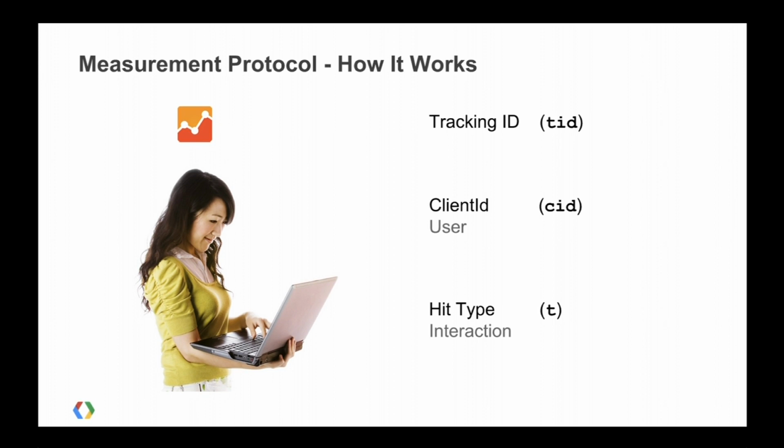One is we need to identify the tracking ID, which defines the Google Analytics account you have. Two, you need to identify what we call the client ID. This represents an anonymous user. We represent it with the CID value. And finally, we need to represent the interaction. We represent it with what we call the HIT type. Within Google Analytics, there are many different hit types. There are page views, events, transactions, items, and so forth.